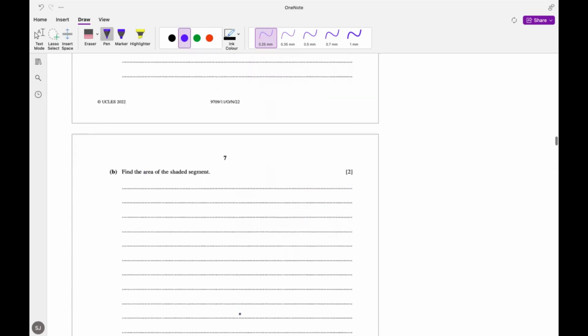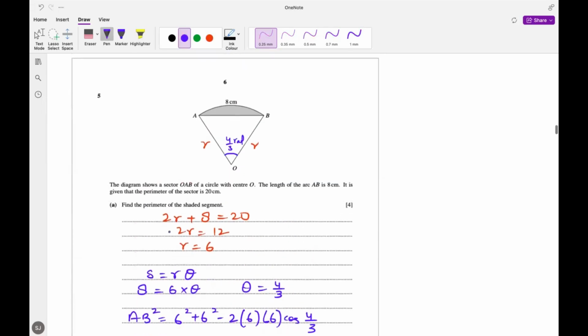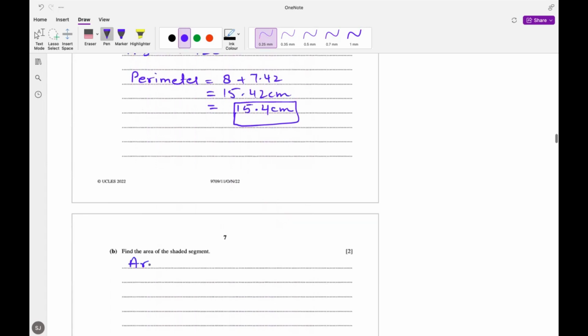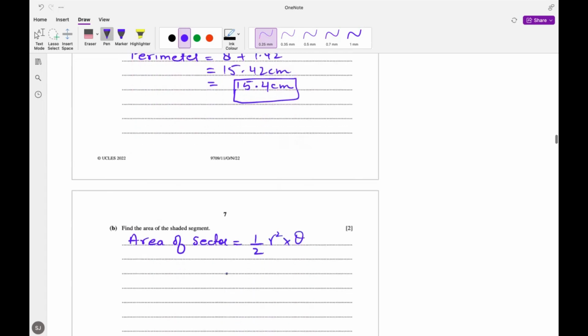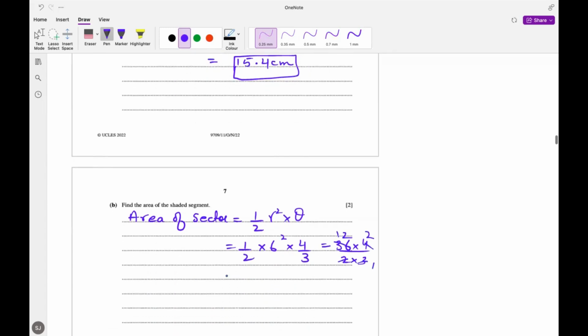In part B, we have to find the area of the shaded segment. Now to find the area, we will first find the area of the sector and then subtract the area of the triangle. So the area of sector is given by the formula half r squared theta. So this will be 1 upon 2 into 6 squared into 4 upon 3. Simplifying, this will become 36 into 4 divided by 2 into 3, so this area will be equals to 24 centimeters squared.